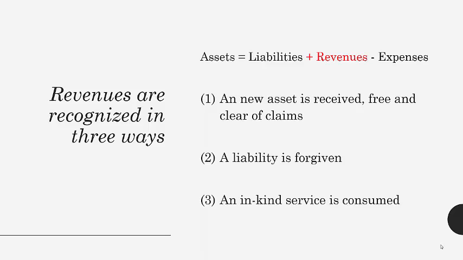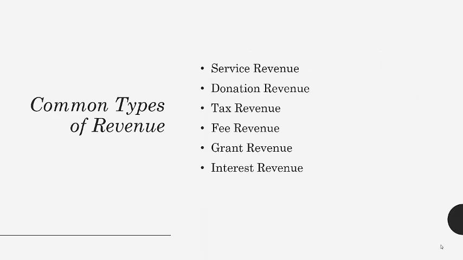The third way, which is most common in nonprofits, is when revenues are recorded to recognize the value of qualified in-kind services at the same time as an in-kind expense is also recorded. These types of transactions do not change an organization's financial position, but they are recorded to more accurately reflect the true cost of necessary services and where the resources are coming from to perform those services. Here's a list of some common types of revenues that we see in public organizations. Revenues from service provision, donations, taxes, fees, grants, and interest.